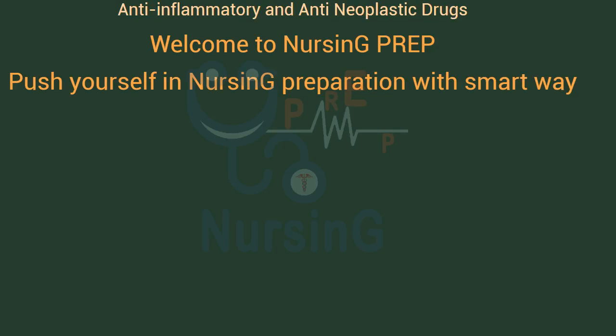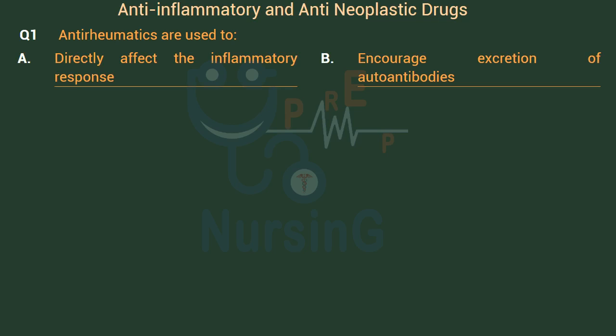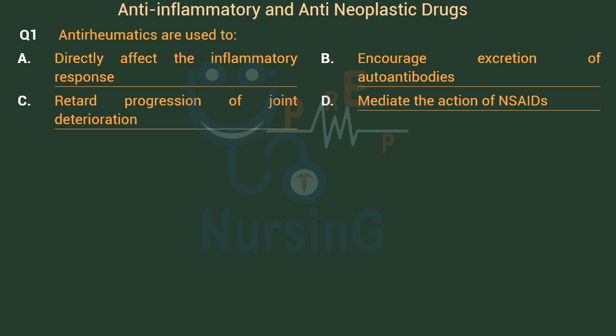Anti-inflammatory and anti-neoplastic drugs. Anti-rheumatics are used to: Option A. Directly affect the inflammatory response. Option B. Encourage excretion of autoantibodies. Option C. Retard progression of joint deterioration. Option D. Mediate the action of NSAIDs.